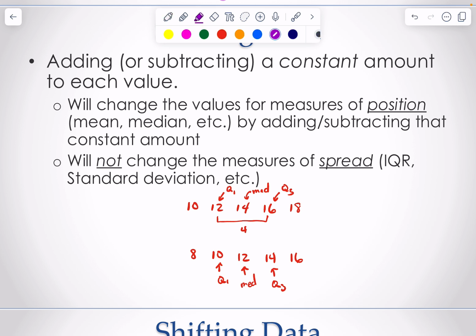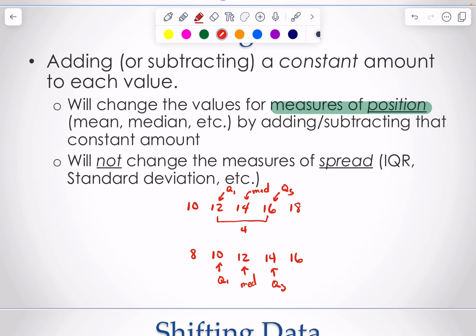And so what we see up in the statements here is measures of position will change. That's your means, medians, quartiles, anything that we're measuring as far as position is concerned. And they change by the exact amount we added or subtracted from the data set.